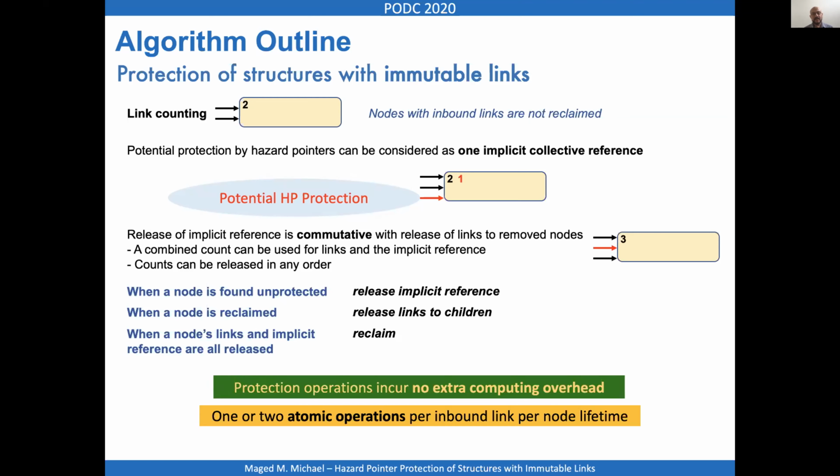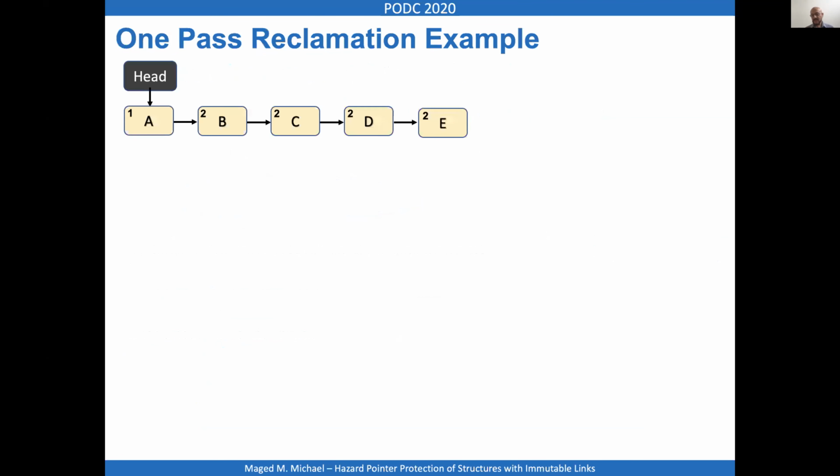So this allows us to achieve the requirements I mentioned, and it also has zero computing cost for protection operations, which are the common ones. But then we add atomic operations to release the link count and reference count. This is a very brief example that shows that we can reclaim any number of nodes in one pass if they're not protected.